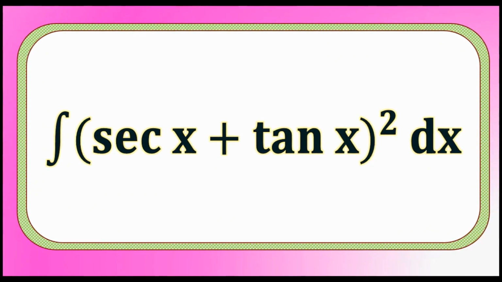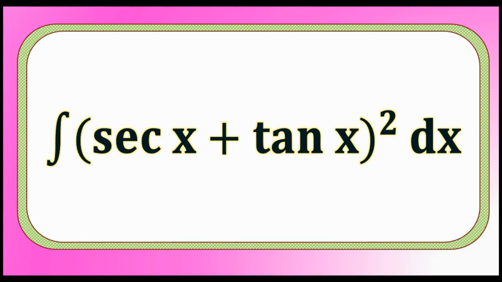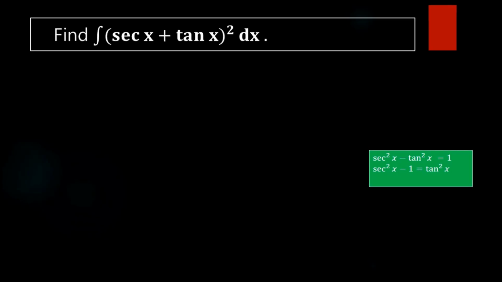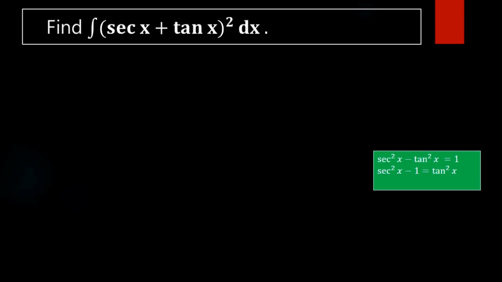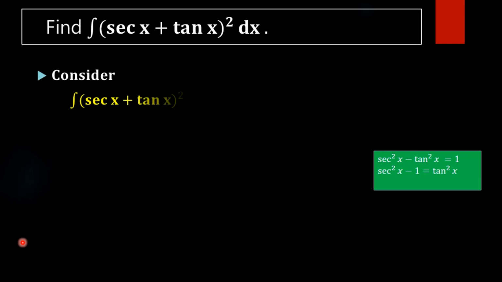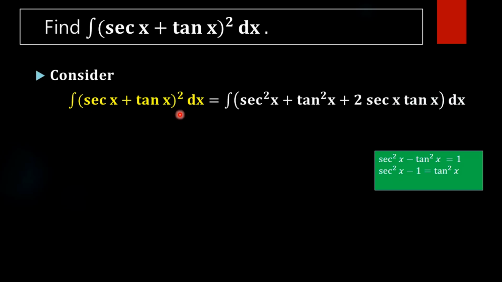Find integral of (sec x plus tan x) whole square dx. So here we have to find the value of the integral of (sec x plus tan x) whole square dx. In order to find the value of this integral, at first we are going to expand this function, that is (sec x plus tan x) whole square.